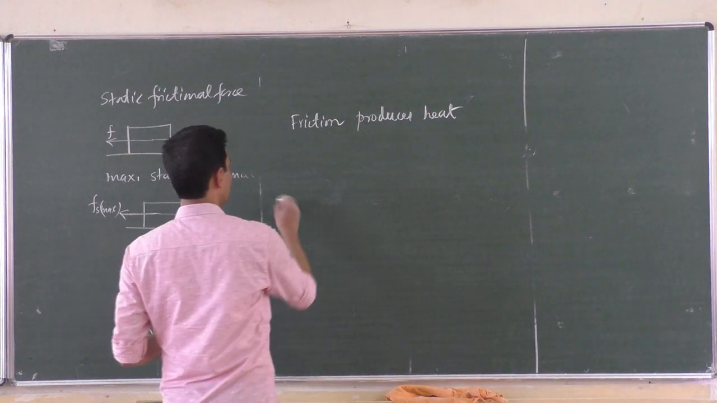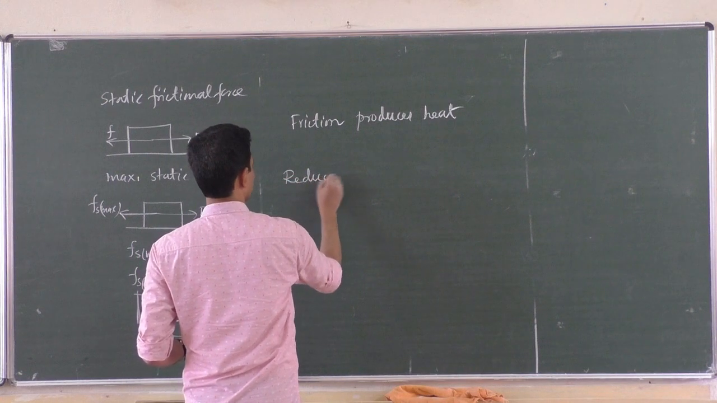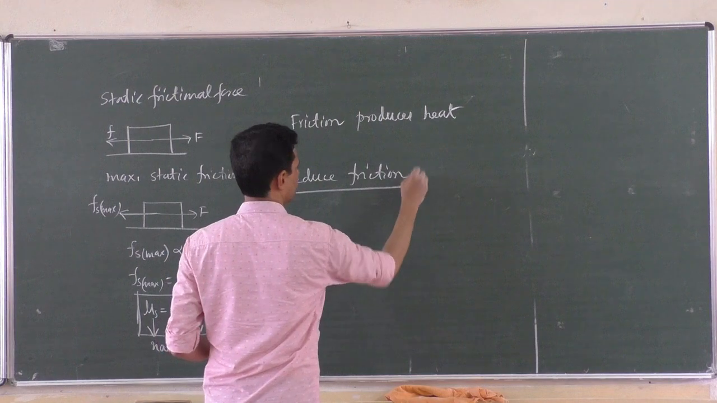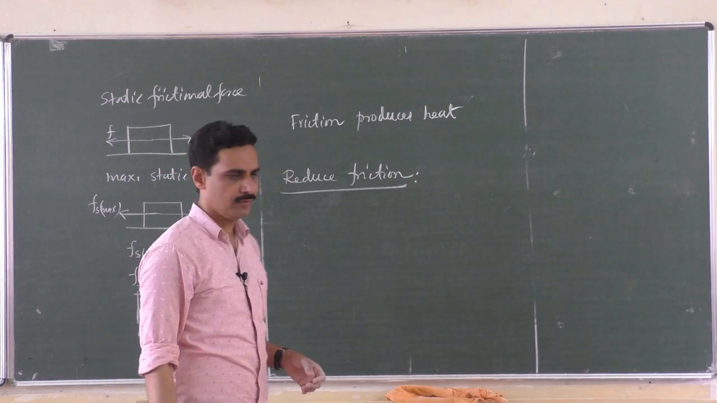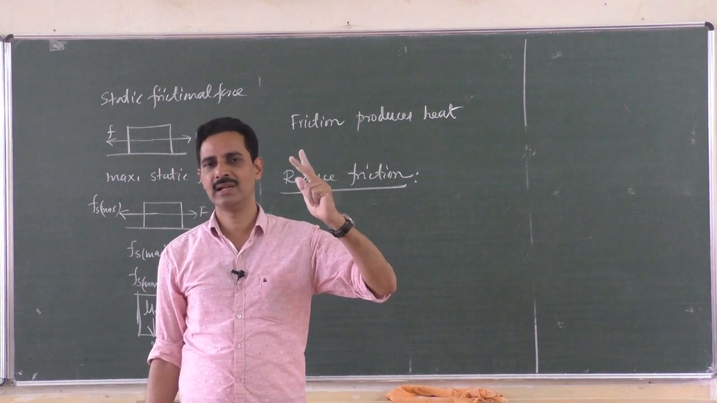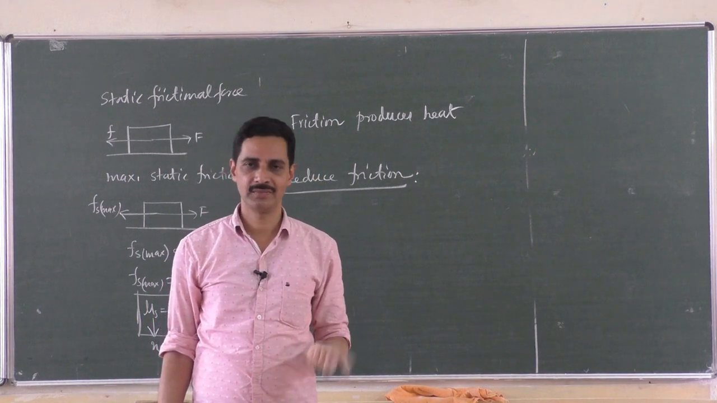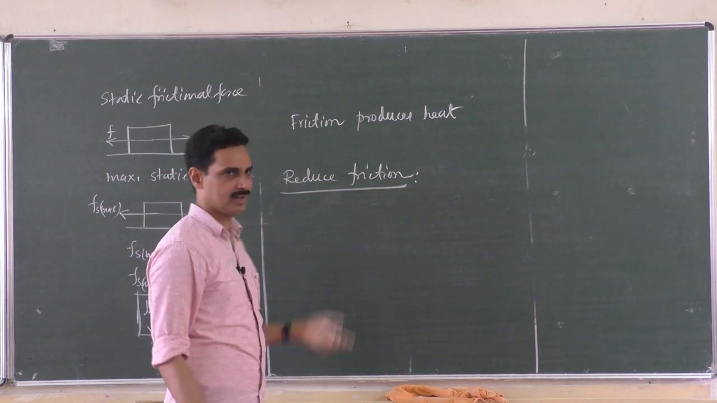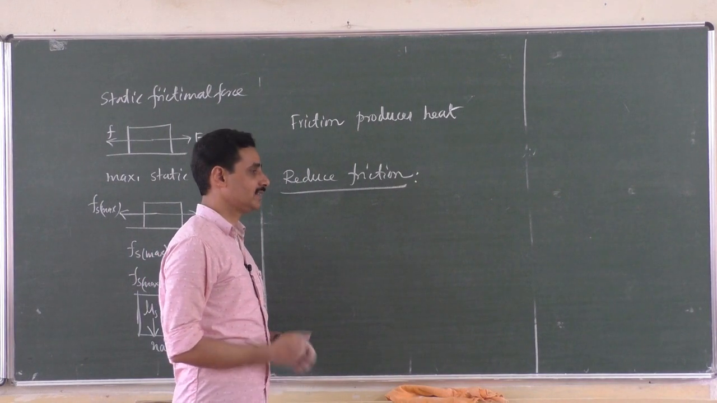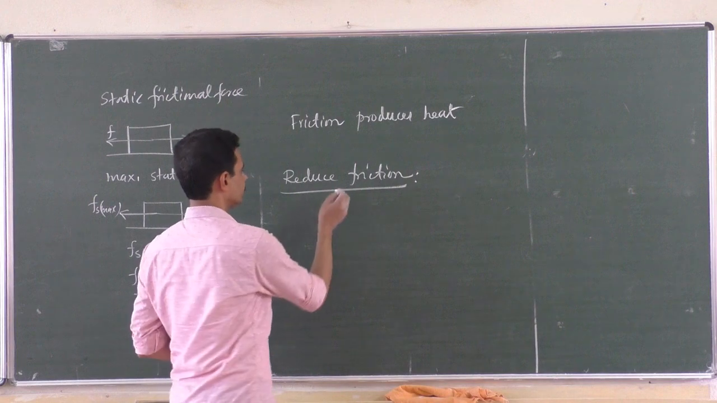Then how to reduce friction? This is another question. Of course I don't analyze it in depth, even though it's a very, very important question for the theory exam. What are the advantages of friction? What are the disadvantages of friction? And what are the methods of reducing friction? I don't go deep into that. You can study it yourself. You can write your own.